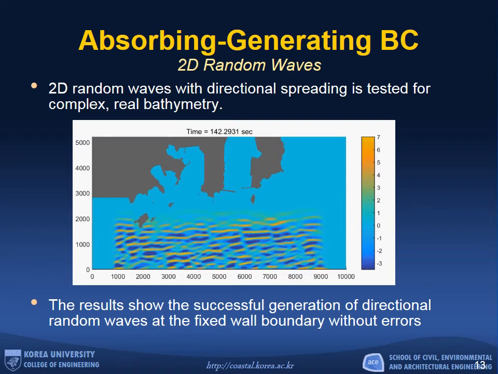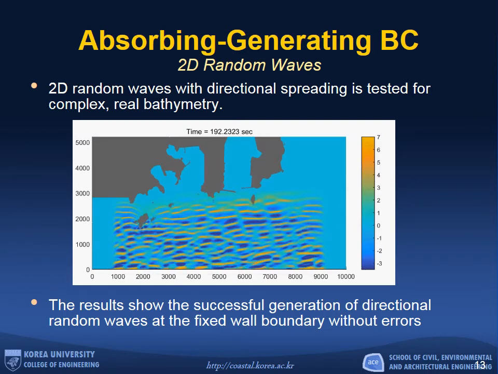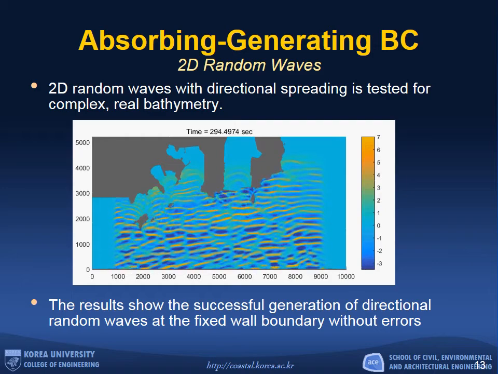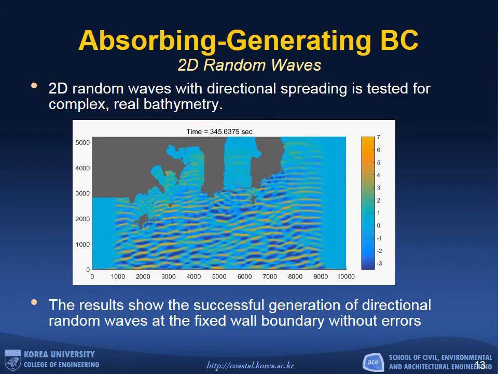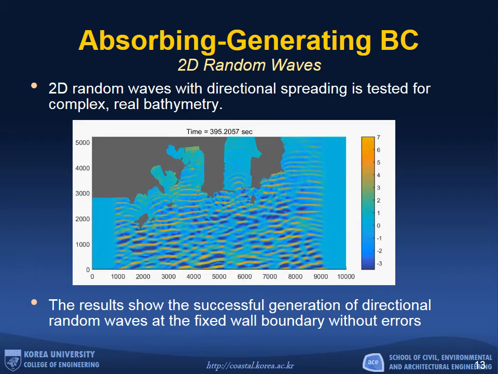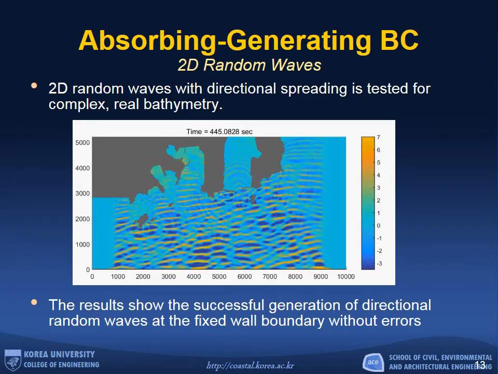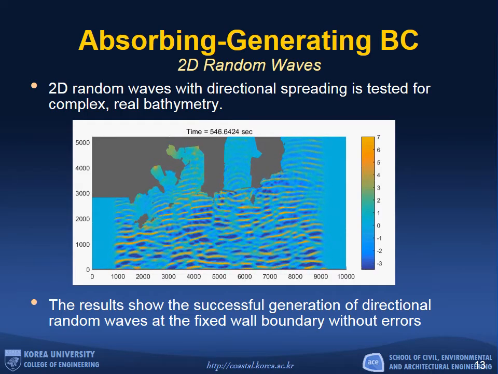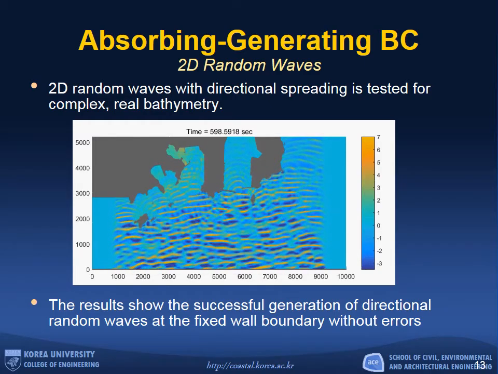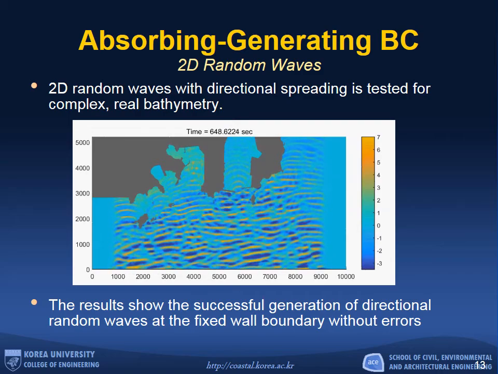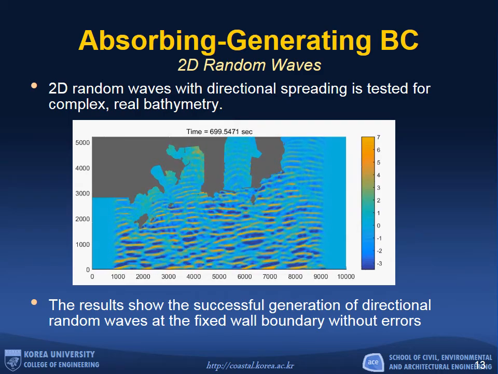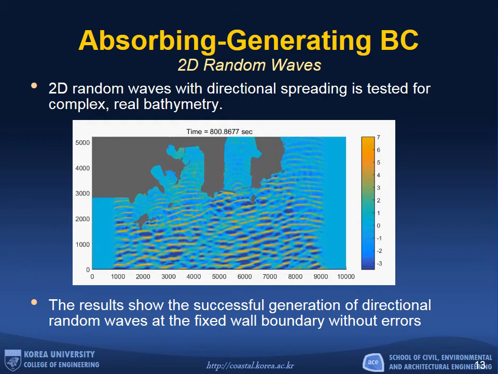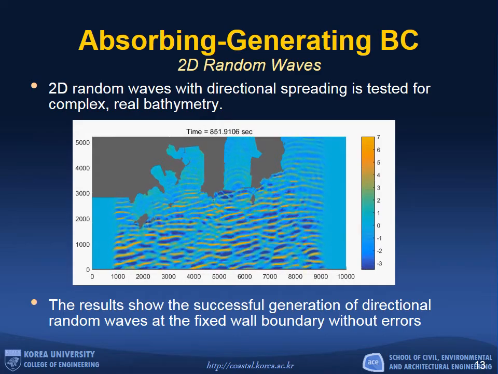So we tested the absorbing-generating boundary for random waves propagating over real bathymetry, as shown here. In this case, we used sponge layers on the east side here and the west side here, while absorbing-generating boundary conditions were used at the southern boundary here. So the irregular waves have been generated at the bottom of the domain here, and some waves have been absorbed through the sponge layers on each side here and here.